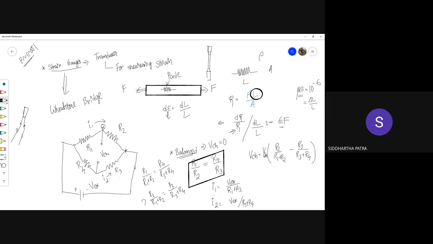And if by some means one of the resistances change, then we would expect a change in the voltage, and from that change in the voltage, we should be able to figure out the change in the resistance. Okay.